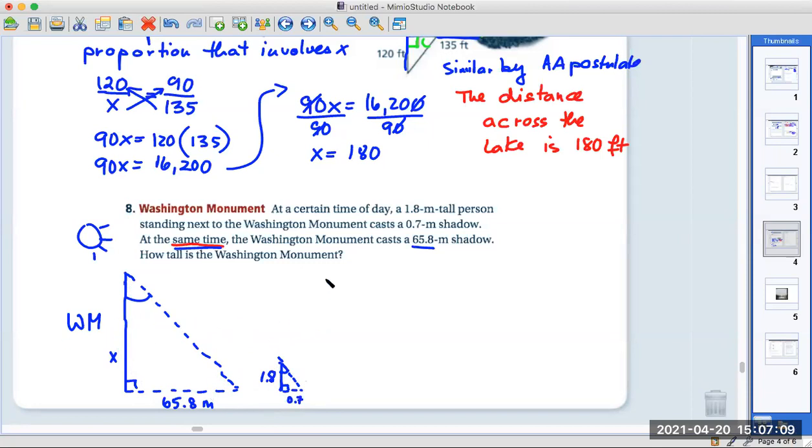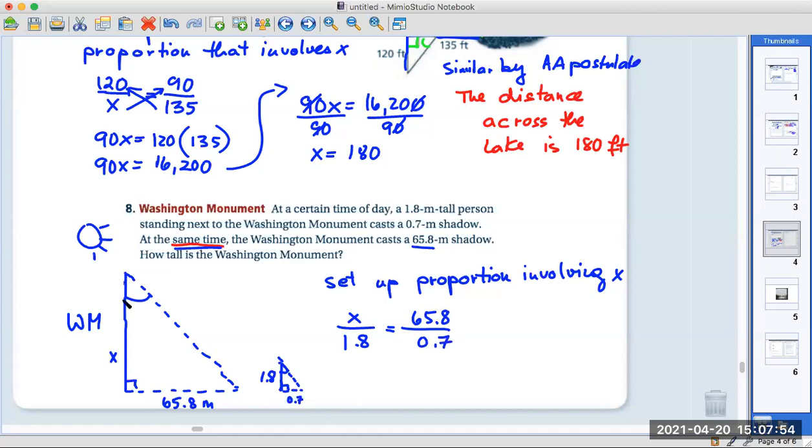Now we're going to find X by setting up a proportion. And I'm going to hopefully set it up correctly. You have to look for the corresponding parts. So when you set up a proportion involving X, you want to have X somewhere in your equation. So this is a proportion, two equal ratios. Let's start with X. So this length right here corresponds to this length, which is 1.8. And then this one, 65.8, is the shadow. So that corresponds to 0.7. Okay, notice I started here, went to here, came back here, over here. So this is a correct proportion.